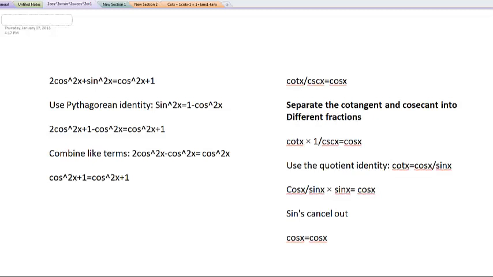On the next problem, cotangent x over cosecant x equals cosine x. What you first want to do is separate the cotangent and cosecant into different fractions. Cotangent x times 1 over cosecant x equals cosine x. Using the quotient identity of cotangent x equals cosine x over sine x, you can turn the problem into cosine x over sine x times sine x equals cosine x. The sines cancel out, turning the problem into cosine x equals cosine x.